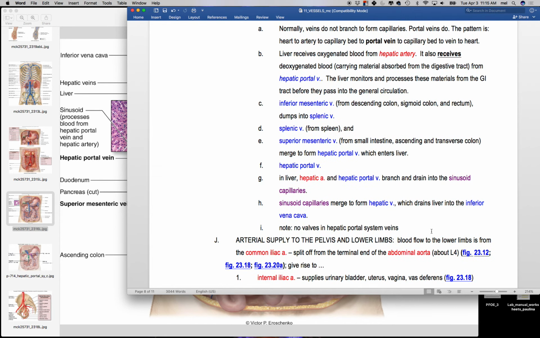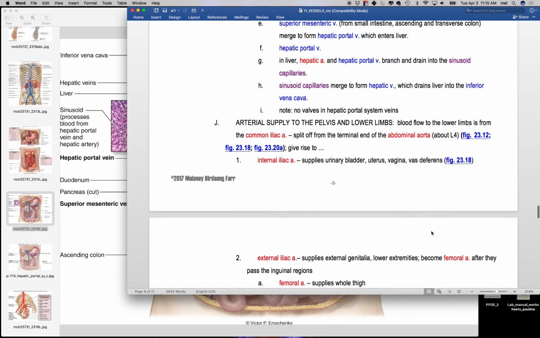Note, one last little note, and that last little note is that there are no valves in the entire venous drainage of the abdominal pelvic cavity. Can anybody remind me why that is? Go ahead. Because when you breathe, it compresses. The respiratory pump makes it unnecessary, right? Because you change the pressure all the time.